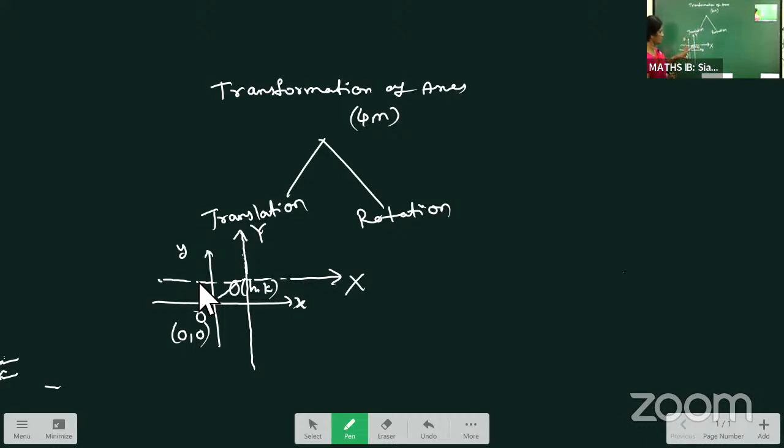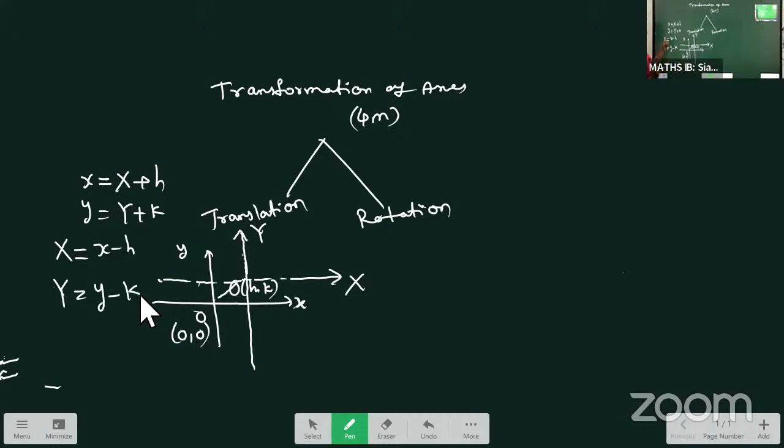So when translation of axis is given, when the origin is shifted to some other place, how will the formulas change? We have to find the new coordinate and old coordinate values. Small x, meaning the old or original coordinate, is equal to capital X plus h. And small y is equal to capital Y plus k. For finding the original coordinates, small x and small y values are capital X plus h and capital Y plus k. If you want to find the new coordinates, capital X and capital Y, bring h to this side: small x minus h, and here small y minus k.